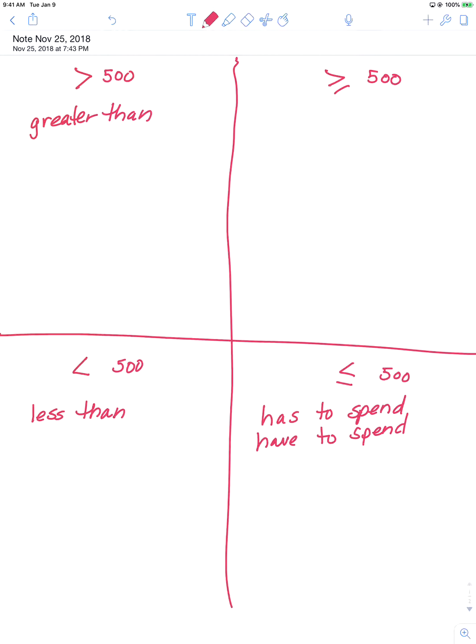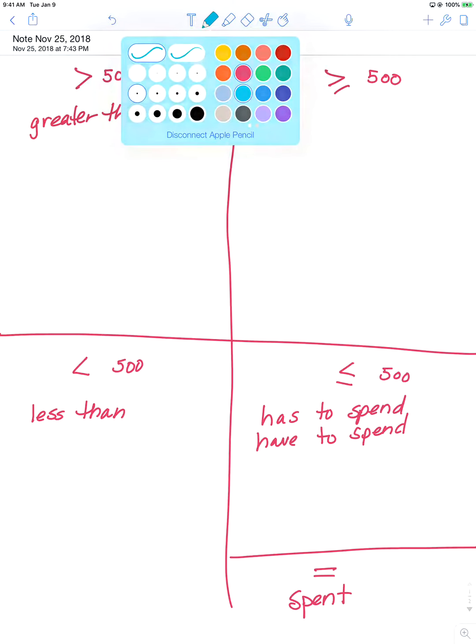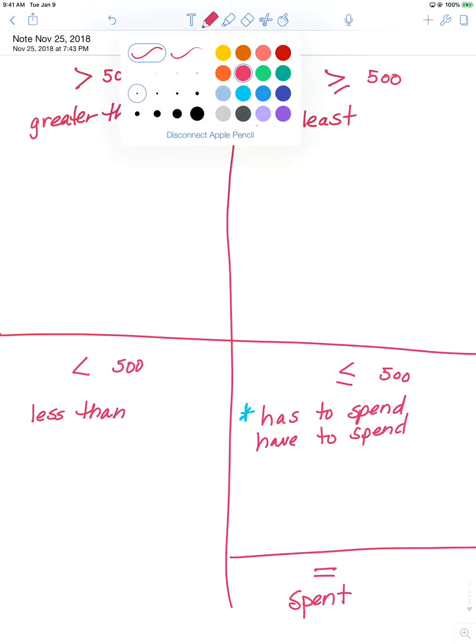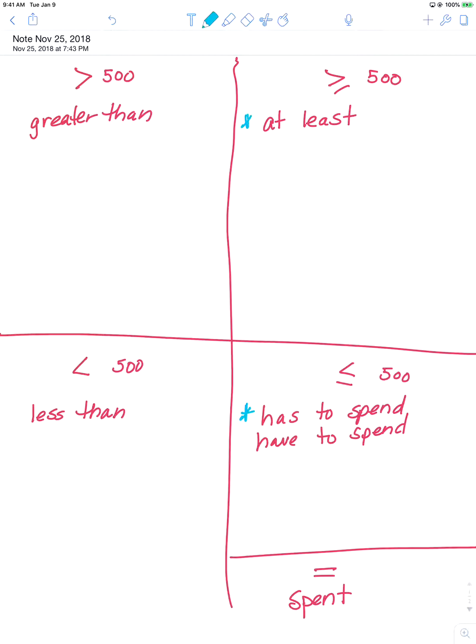Now, if it says you spent, if I put a little line here, equals would be you spent it. You spent it all. Not that you have it to spend, but that you did spend it. But a lot of times, this is a very common one here: has money to spend, very, very common. Another keyword is at least. At least you could have more, but that's the minimum that you have to have.